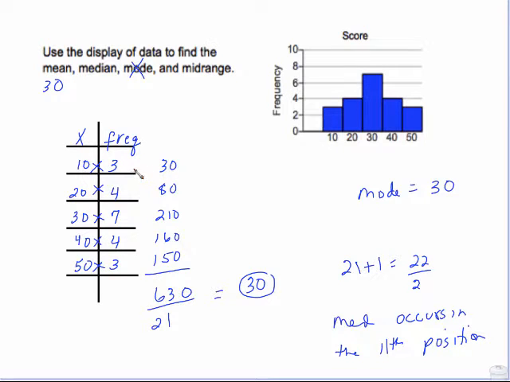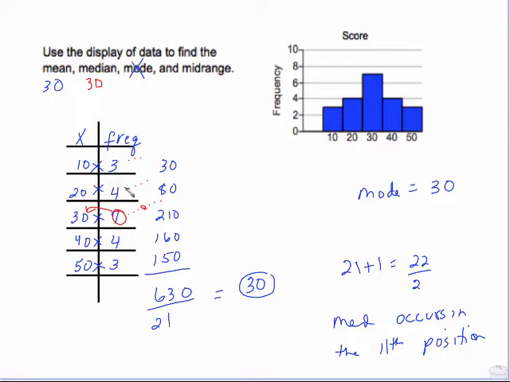The way to find the 11th position without having to write out a whole bunch and without having to do too much in your head is to do this little dot thing. Put 3 dots here, put 4 dots there, put 7 dots here, 3, 4, 5, 6, 7, and I may not have to do any more dots. And just count your dots. Count your dots until you land in the 11th position. So 1, 2, 3, 4, 5, 6, 7, 8, 9, 10, 11. My 11th dot happens right here, and that goes with 30. So the median is 30.